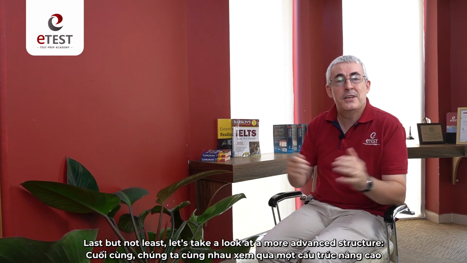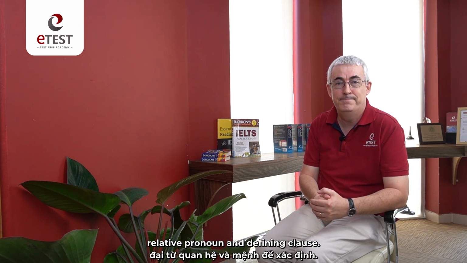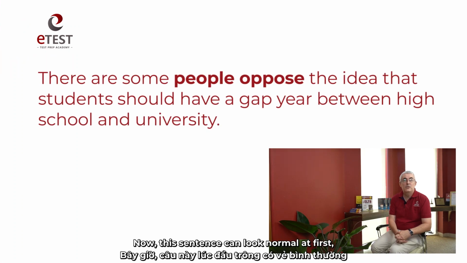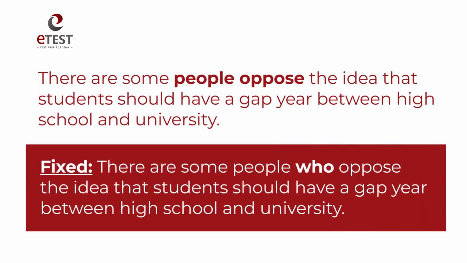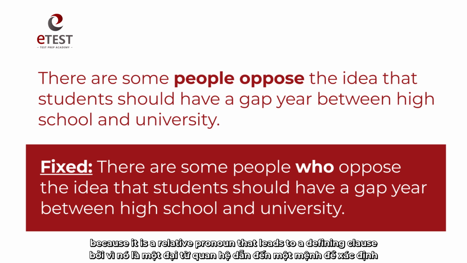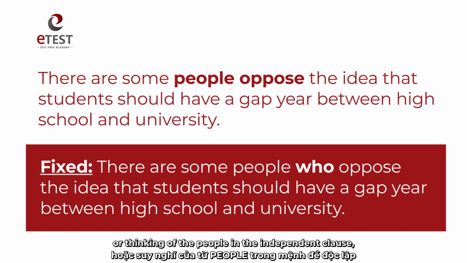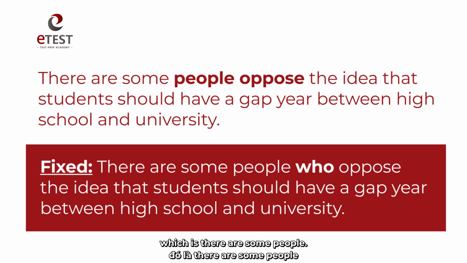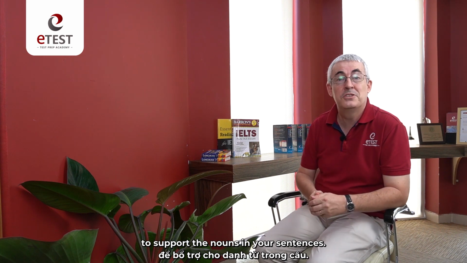Last but not least, let's take a look at a more advanced structure: relative pronoun and defining clause. Now this sentence could look normal at first, but let's dig deeper to see what is wrong here. The word who should be put between people and oppose because it is a relative pronoun that leads to a defining clause from oppose to university. This clause helps explain the action or thinking of the people in the independent clause, which is there are some people. You should always use appropriate relative pronouns to support the nouns in your sentences.